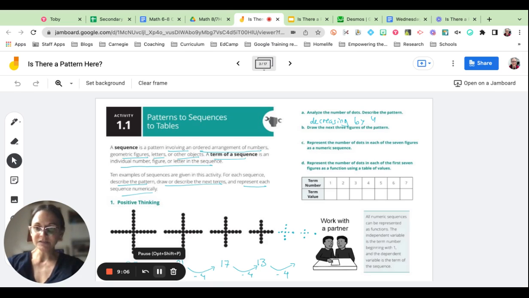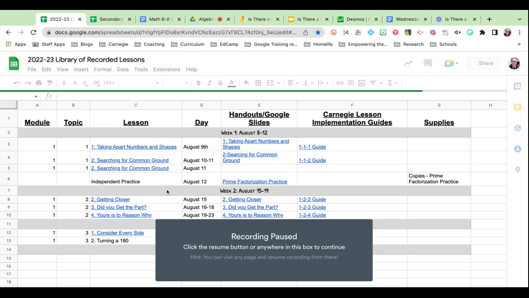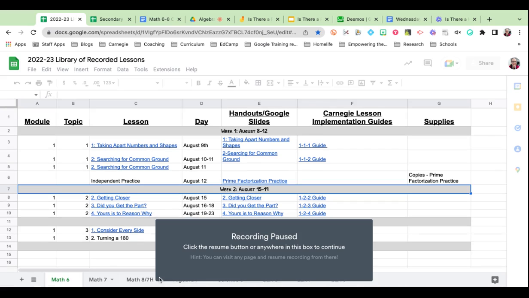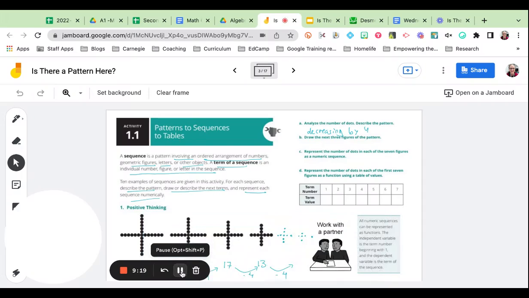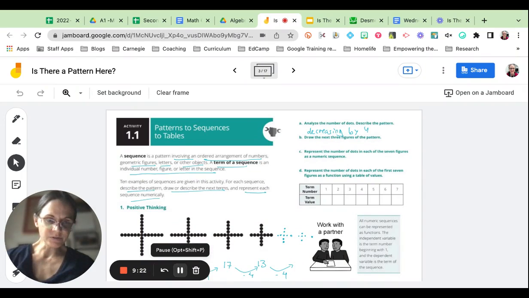Represent the number of dots in each of the 7 figures as a numeric sequence. So all that's really asking us to do to represent it as a numeric sequence is just to list the numbers. So instead of drawing pictures, we just make a list of numbers. Let's see, after 13 is 9, and then 5, and then 1. And I'm going to put dots because that could keep going. We could keep subtracting 4 if we wanted to, but then we couldn't draw a picture if we kept going.